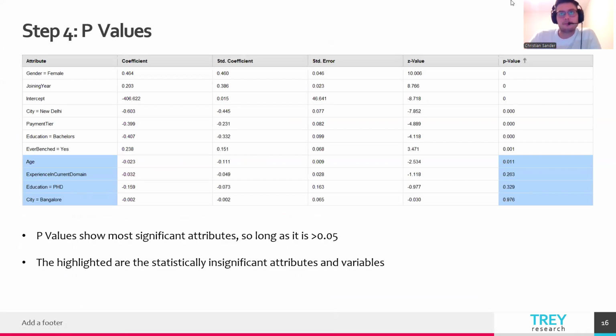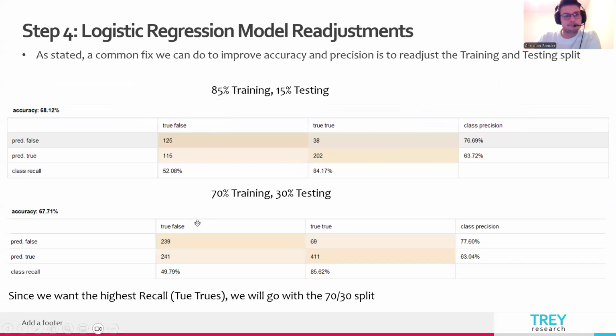Last thing of note here before we tweak the model, we can see our p-values. P-values will show the most significant attributes so long as they are below 5%, or 0.05. So these are a list of different attributes, and I highlighted the ones that were not statistically significant because they did not cross that threshold of 5%. City equals Bangalore, education PhD, experience, and age all were above 5%, so not statistically significant. 5% is usually the rule of thumb. It can be lower, it can be higher, but 5% is what we're going to use.